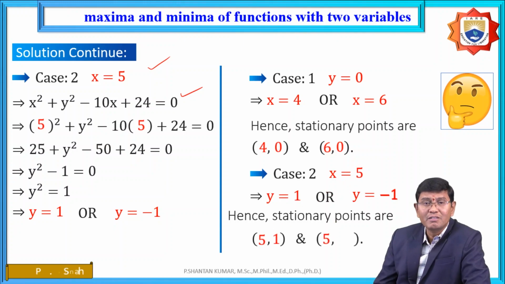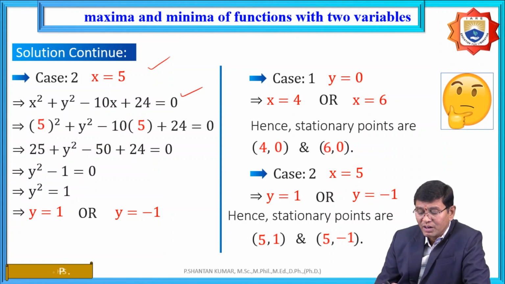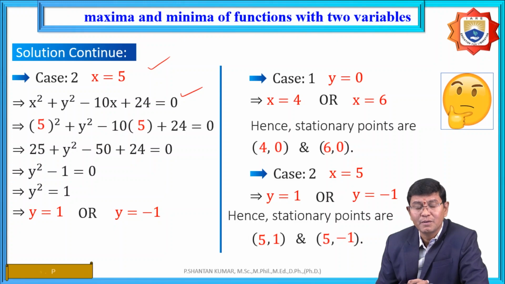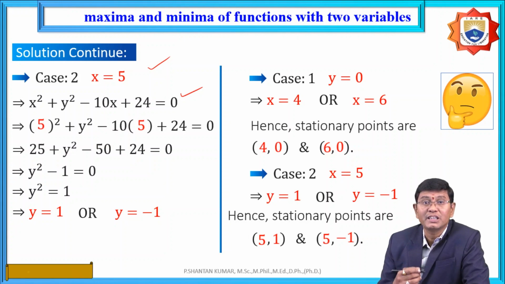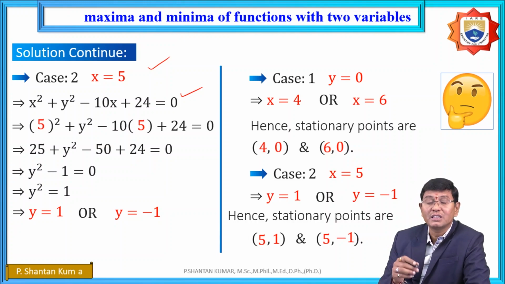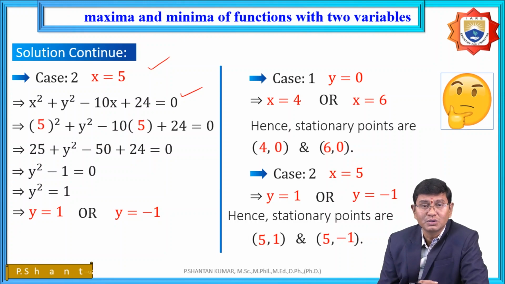And finally, what we are observing in this problem is that we are getting a total of 4 stationary points. One is 4 comma 0, second one is 6 comma 0, the third one is 5 comma 1, and the fourth one is 5 comma minus 1. Based upon these 4 stationary points, we need to replace at r comma s comma t, and after replacing at the 4 stationary points, we further need to find rt minus s square, and based upon that we need to find the solutions.